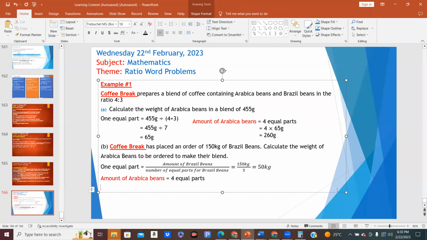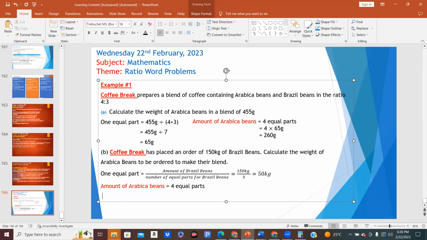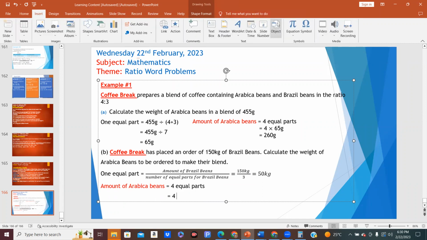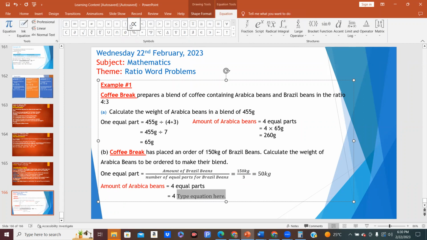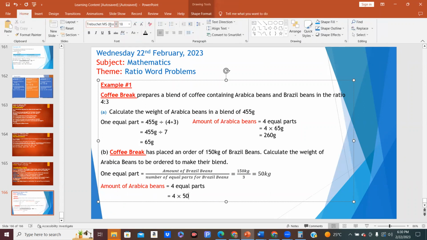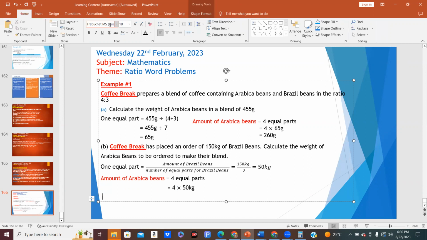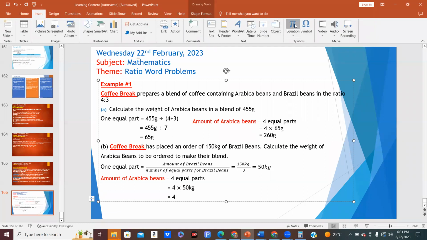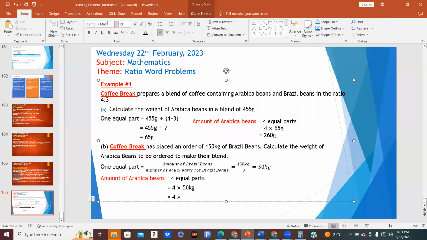times 4. We know Arabica beans is 4 equal parts. It's going to be 4 times what? 50. 4 times 50. What is 4 times 50? 200. Say it again. 4 times 50 is what? Say it again. 400? 200. Yes, 200. I would say 200, right?